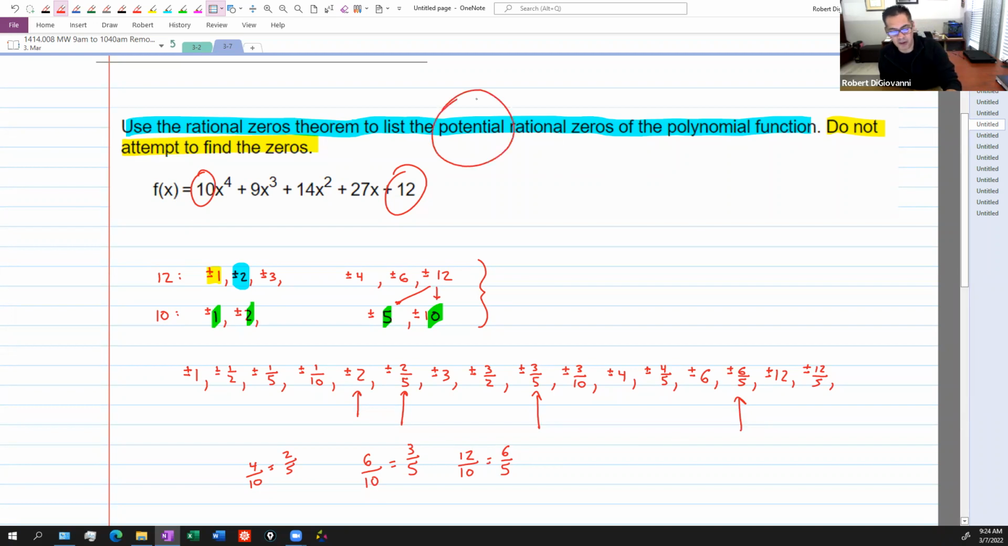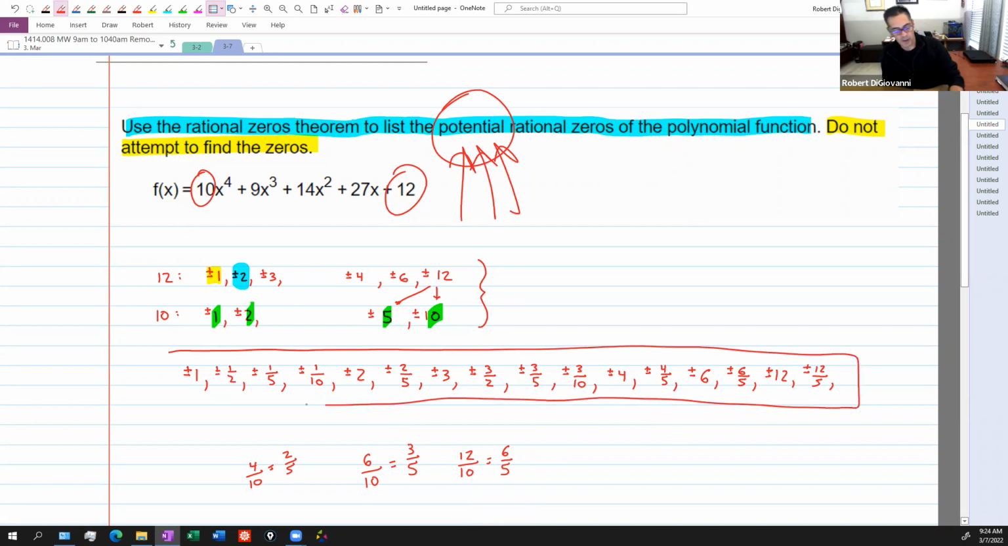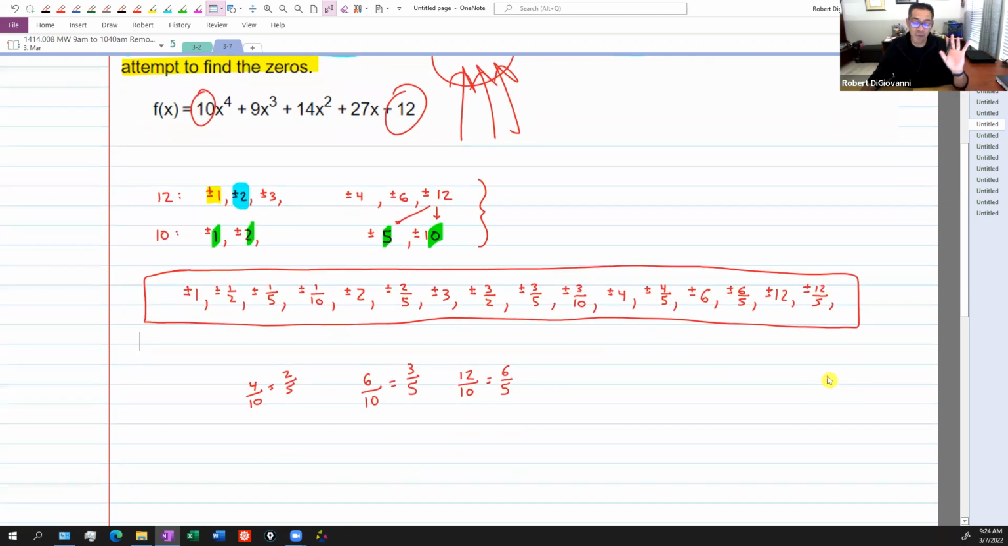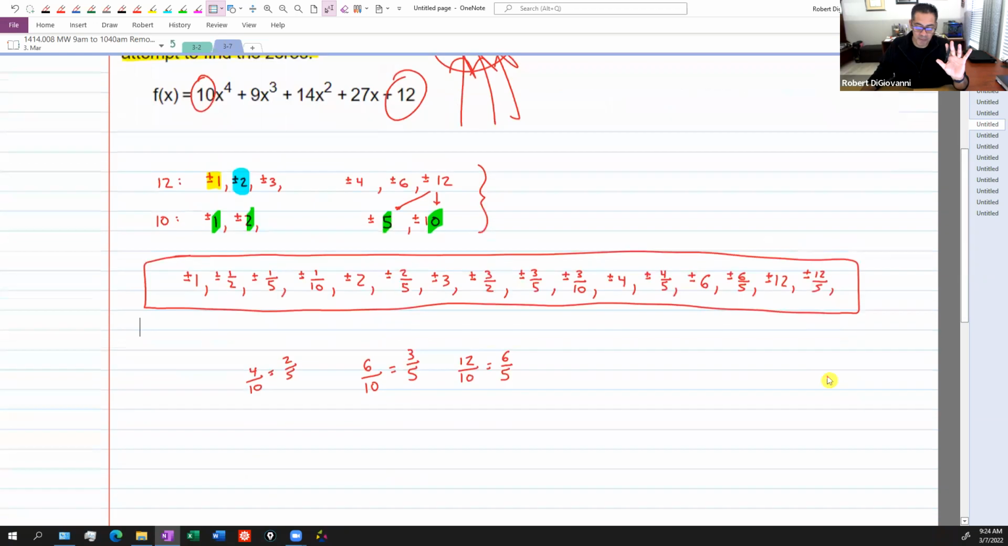The big key word here is potential rational zeros, meaning if there is a rational zero, it's going to be in this list. So how many numbers is this? Remember, there's 2 in each for each one of these. So 2, 4, 6, 8, 10, 12, 14, 16, 18, 20, 22, 24, 26, 28, 30, 32 numbers in this list. So if we wanted to, we're not going to, we're done with the problem.